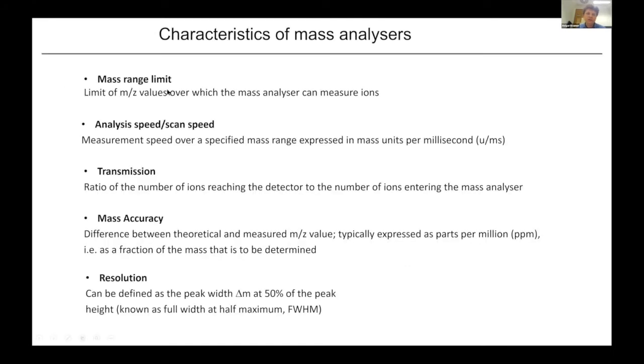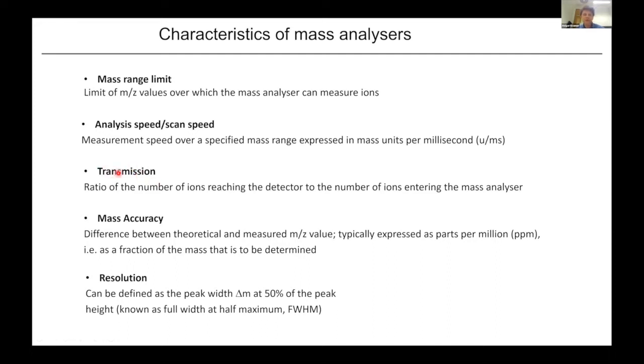Just a few of the terms that I'm going to use, and I'll come back to these, so don't worry about trying to keep up with them straight away. The mass range limit is specific to the mass analyzer, and specifies the range of m/z values which can be measured within the mass analyzer. Another important concept is the analysis or scan speed, which is the speed at which a specified mass range can be covered by the mass spectrometer, expressed in mass units per millisecond. The higher the scan speed, the better the mass spectrometer will be able to keep up with very complex samples, or with a changing picture thanks to chromatographic separation.